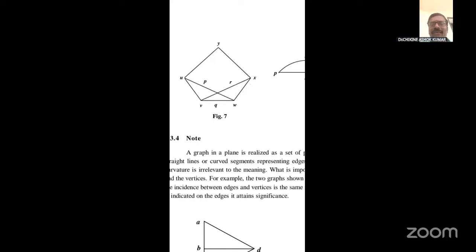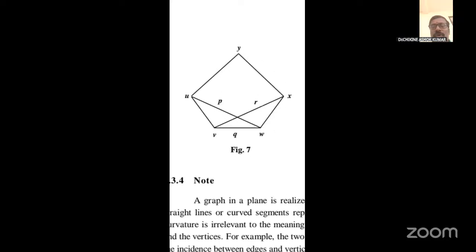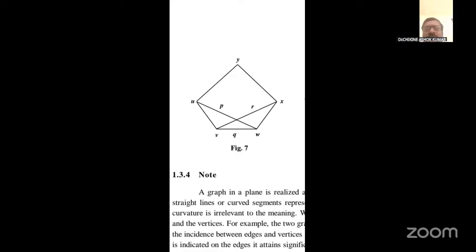U and V are adjacent vertices because we have connectivity from U to V, whereas U and X are not adjacent vertices. Why? Because there is no connectivity between U and X. Next, coming to the definition according to edges. In this, P, R, Q are three edges because P is the connectivity of U and W, R is the connectivity of U and X, and Q is the connectivity of V and W.